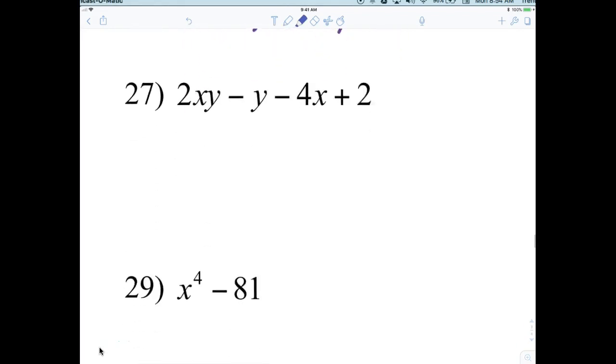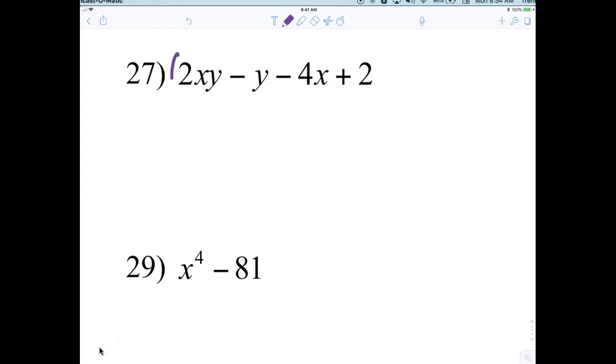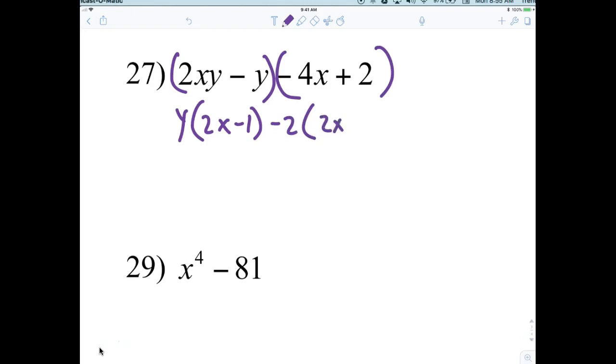All right, here we go. So let's look at 27, 4 terms again. What's common? Y. So you're left with, and what's common on the other one? Negative 2. Good job, guys. So I'm left with, right? And then what's common? And what's left behind? Very, very good. Why would it be positive 2? Because there's a leading coefficient that's negative.